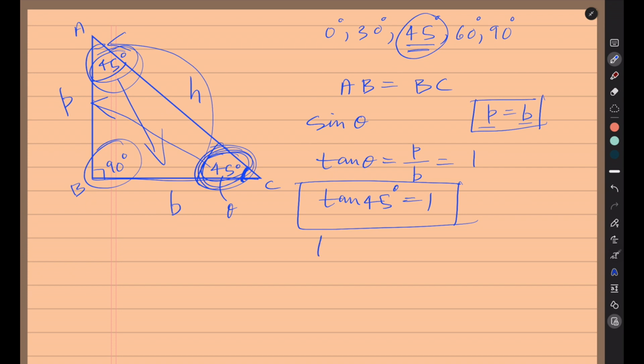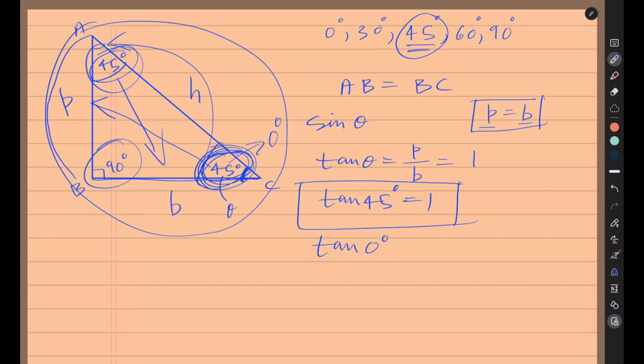Okay, what will be tan 0 degree? Just have a look at this triangle again. What if this 45 degree becomes 0? When this becomes 0, points A and B will converge and side AB will also become 0, so P will become 0. B will be the same. This will become 0 and point A will converge to B.